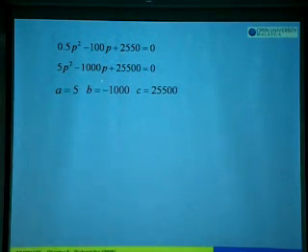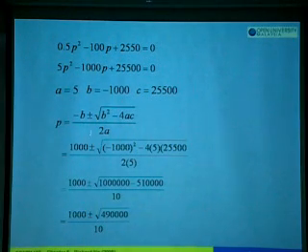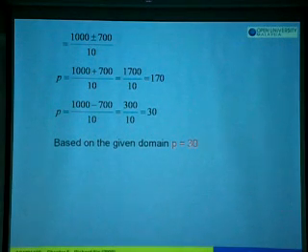Compare this equation with AX square plus BX plus C. We will get A equals to 5, B equals to negative 1000, and C equals to 25,500. So using the formula which we have seen just now, the value of P is obtained by substituting the values of A, B, and C into the formula. So we will get the answer equals to 30 and 170. Right? Since the domain of P is given as between 5 and 50, between these two answers we have to select P equals to 30.